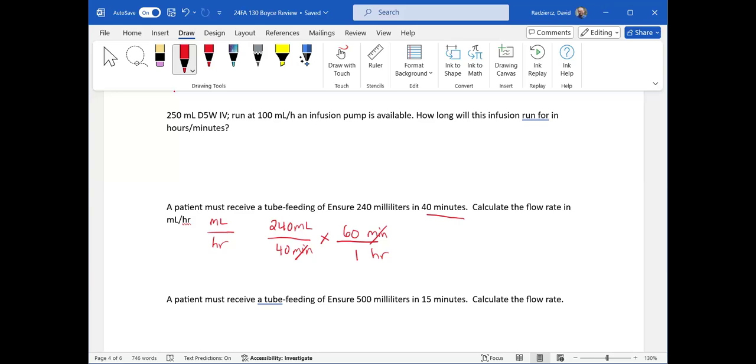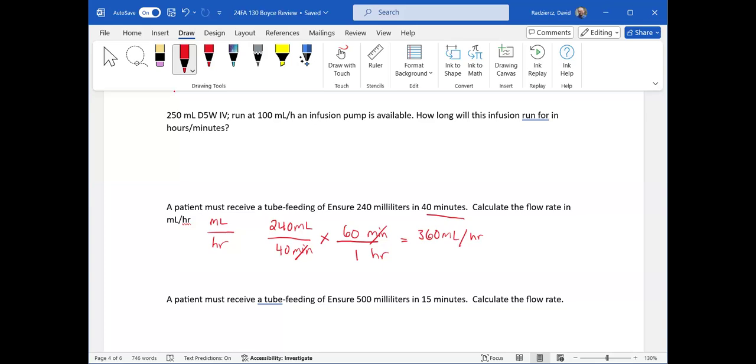So let me pull out my calculator. 240 times 60 divided by 40, and you're going to get an answer of 360 milliliters per hour. Now you might be saying, well, wait a second, 360 milliliters, but they only are supposed to get 240 milliliters in 40 minutes.